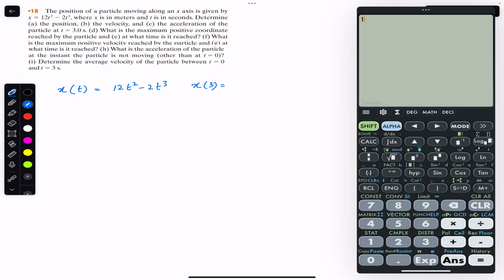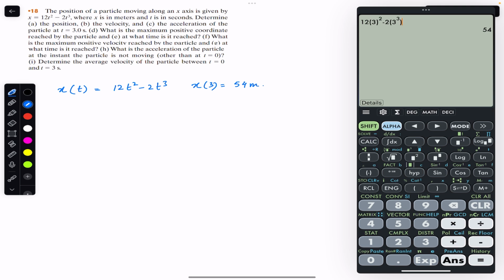So we will have 12 into 3 squared, which is t squared, minus 2 into 3 to the power 3. This gives us x equals 54 meters.